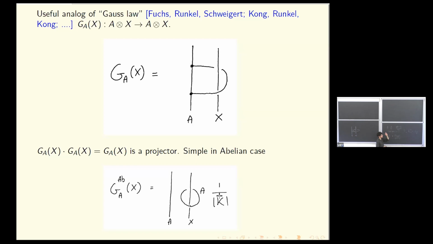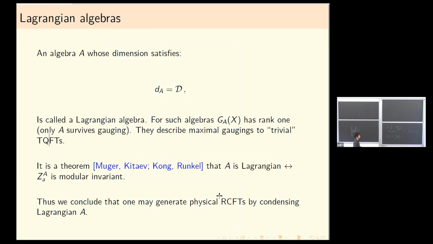But okay, this is maybe the simplest object to keep in mind if you want to think about gauging this complicated algebraic object. You think about the Gauss law and what it does, then you can find essentially anything.